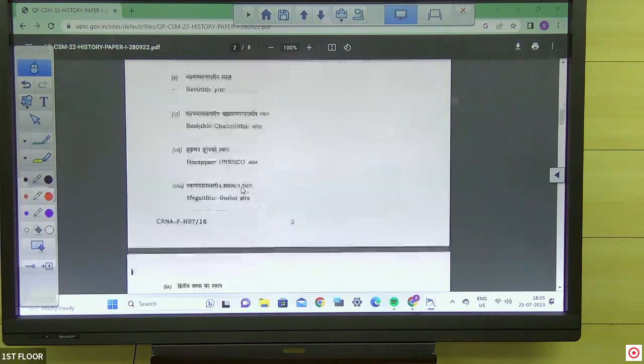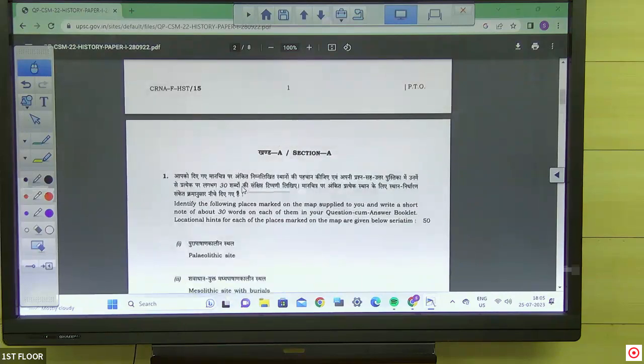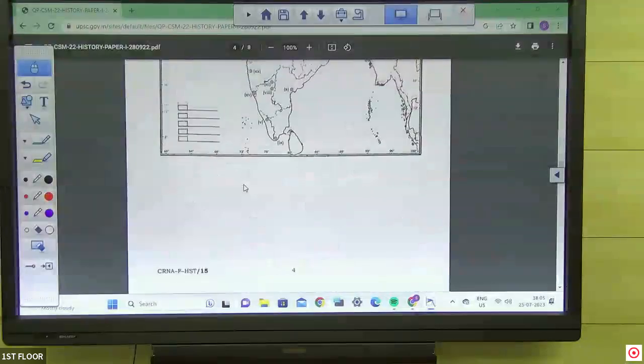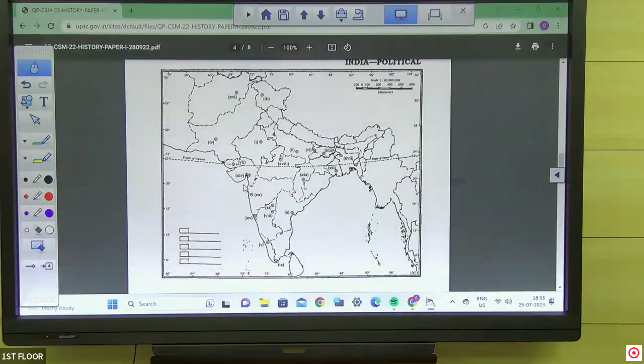Now you come to this. The first question is what? Map. What does the map mean? They will give a place. They will mark the place. You have to identify the place. This is very easy. For example, Tamil Nadu, they divide it, and they give one place.